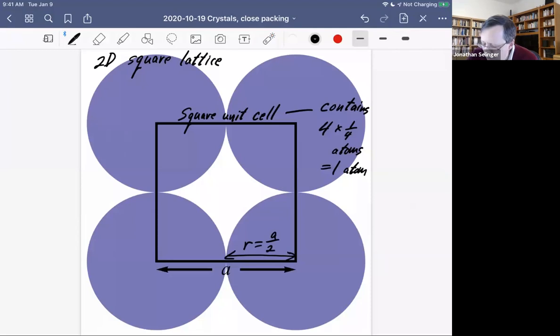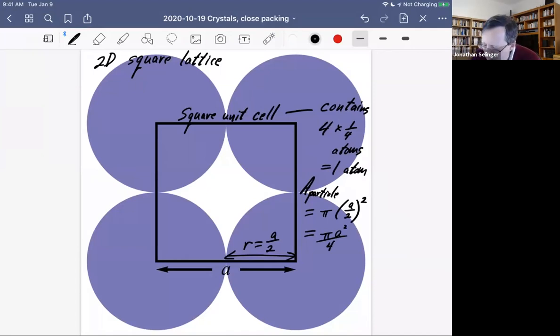So the volume, or not volume, area, okay, the area in the particles, that is equal to the area of a circle. So that's pi r squared. So pi times A over 2 squared. So that's pi A squared over 4.